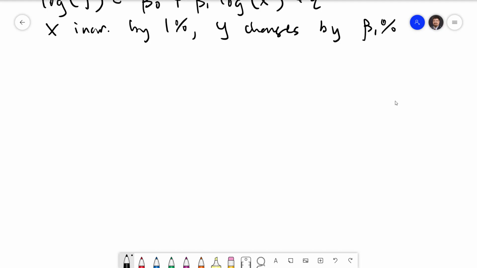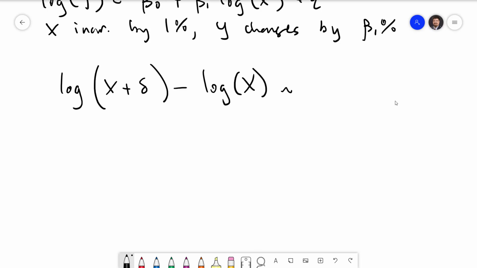Initially, it might seem like logs and percentages don't have anything to do with each other, but this all comes down to a mathematical property that the log of x plus delta minus the log of x is approximately delta over x. Here, delta is just a small change in the value of x. Remember from our discussion of elasticity that the change over the current value is the percentage change. And so logs generally do a good job approximating this as long as delta is small.